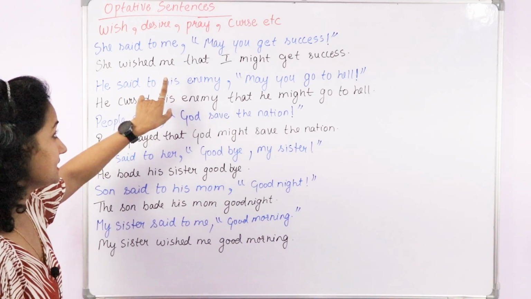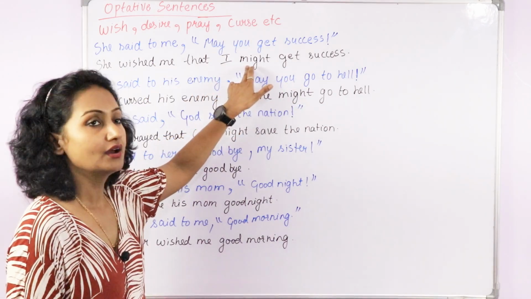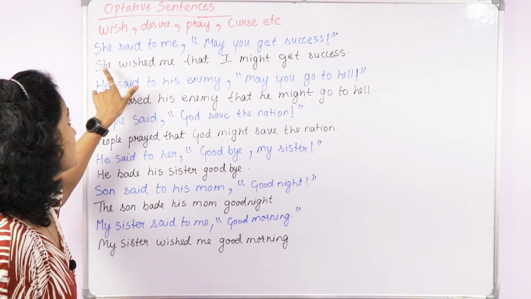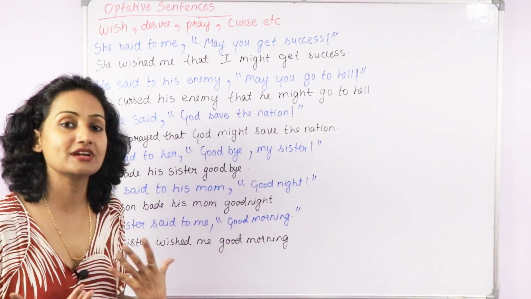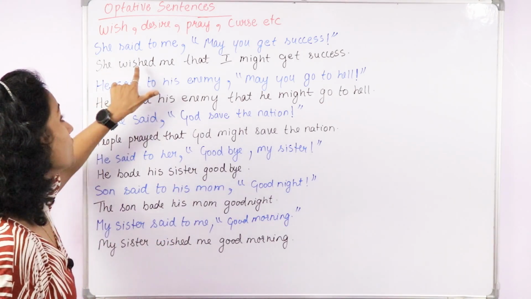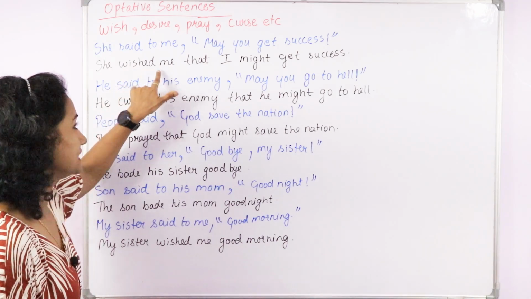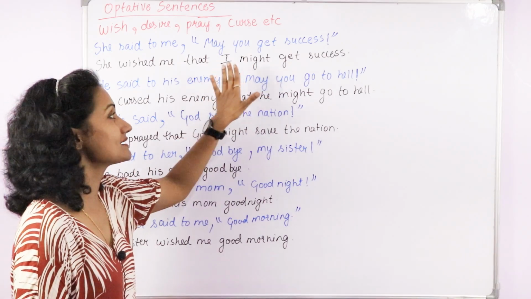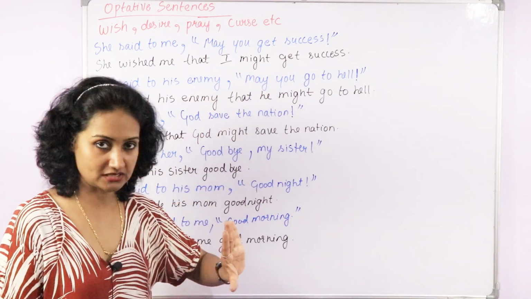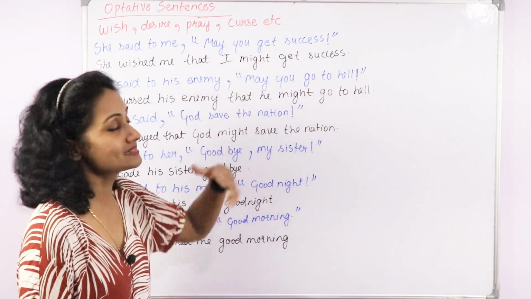She said to me, may you get success. So may will change into might. Okay. So she said to me. Here we are not going to use said because it's a wish. So she wished me. The reported verb will be wish. She wished me that I might, not might I. It will start with a subject. I might get success. May you get success.